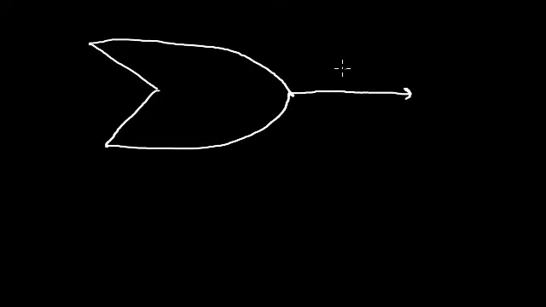So this is the output. Let's assume it is Z, and the inputs are going to be towards the left. Let's assume the inputs are X and Y. Or typically, let's use what we used earlier, A and B. So this is a visual illustration of the OR gate circuit diagram. So keep that in mind. Whenever you see it, you should know that it's standing as the OR gate.